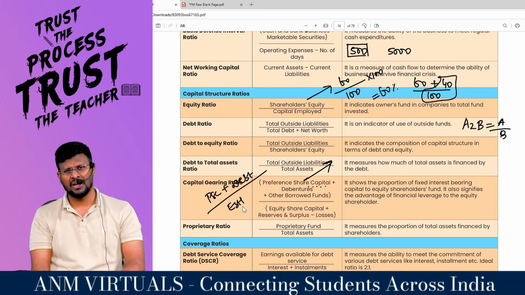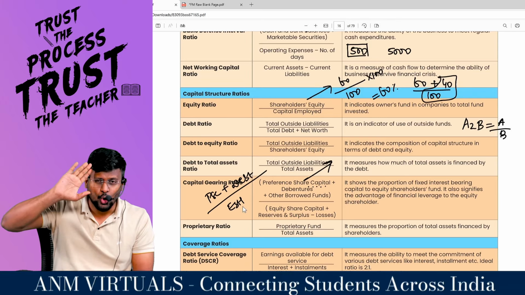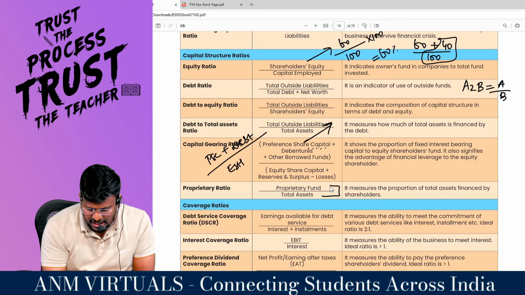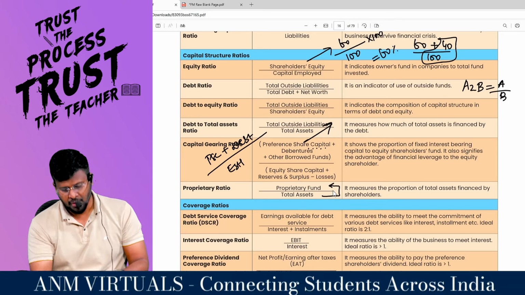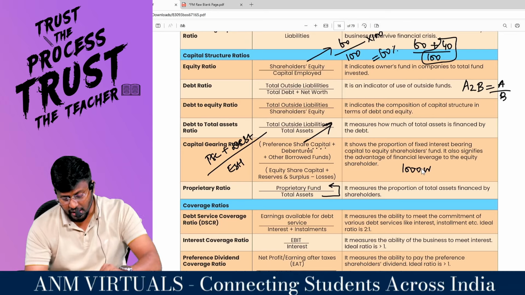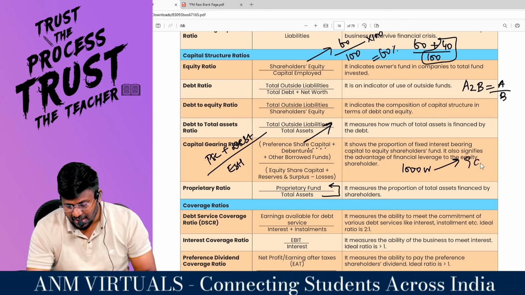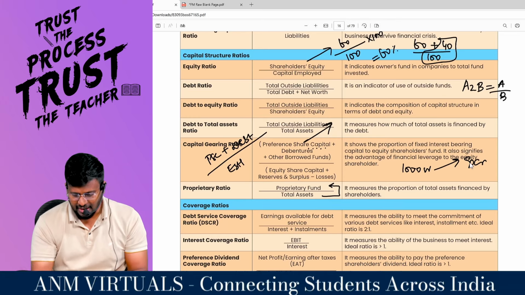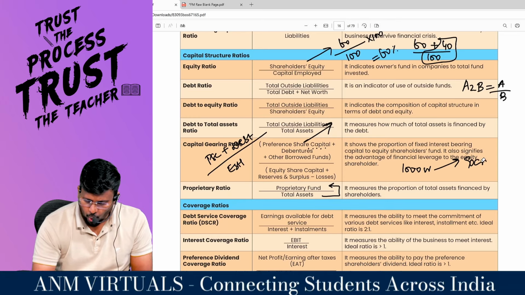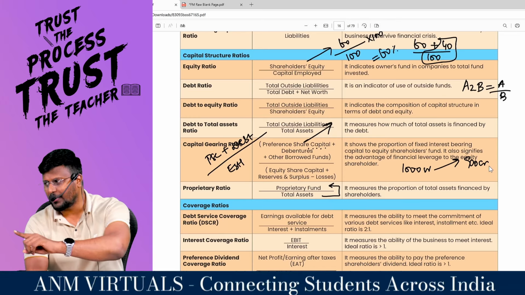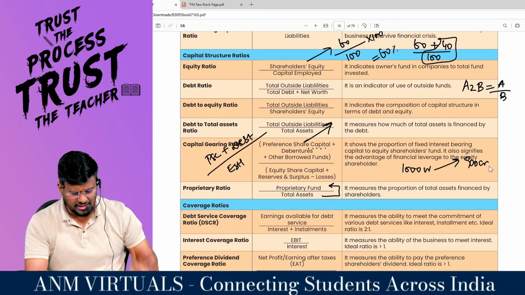Fantastic, sir. Proprietary ratio. Proprietor means the owner. Out of my total asset, how much is the proprietor fund? For example, if I have 1000 crore of assets and the owner's fund is only 90 crores, which is very less. If 900 crores is the owner's fund, wow, that means 90% of the company is owned by the owner. That's what this ratio is all about.